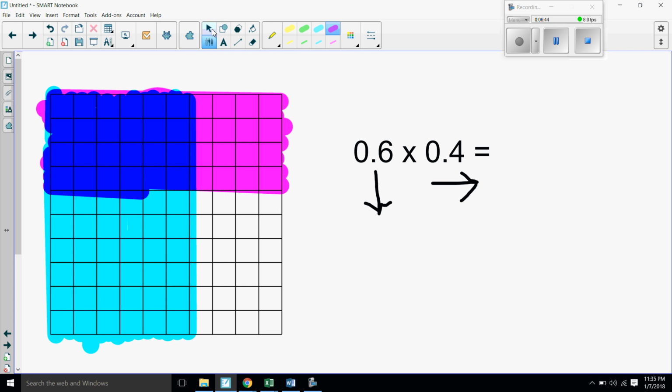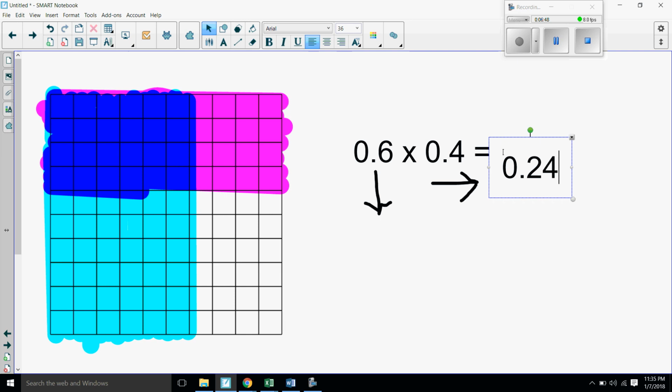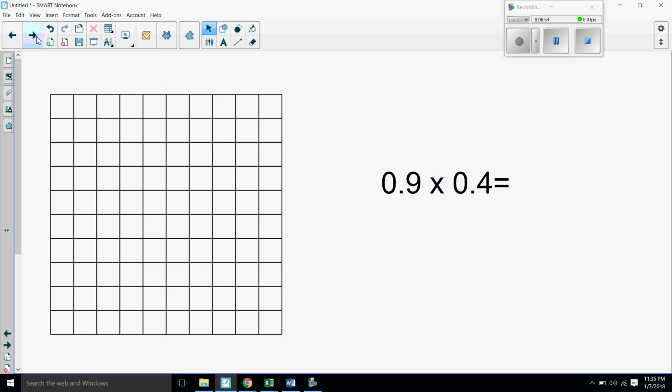So all I'm going to do is say, hey, look, I have 24 what? And they're hundredths. 24 hundredths is my answer. Wherever it changes color is your answer. It's such a cool method. Okay. One more. Just have fun.